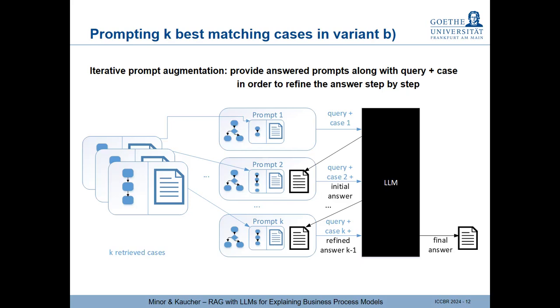And this is prompted in an iterative manner so that at the end the K best matching case is refined into a final answer. That means that the LLM creates the answer in a refinement process step by step, in each step using a different case from the case base.